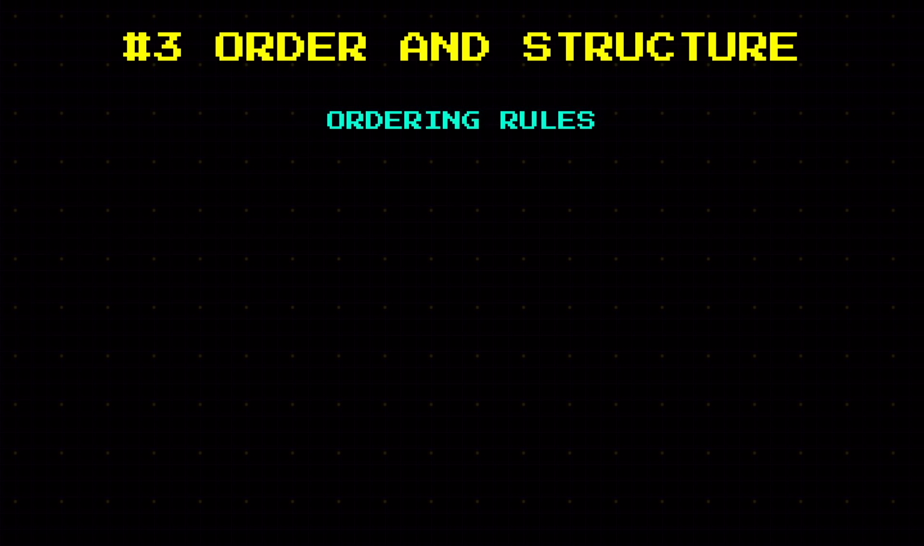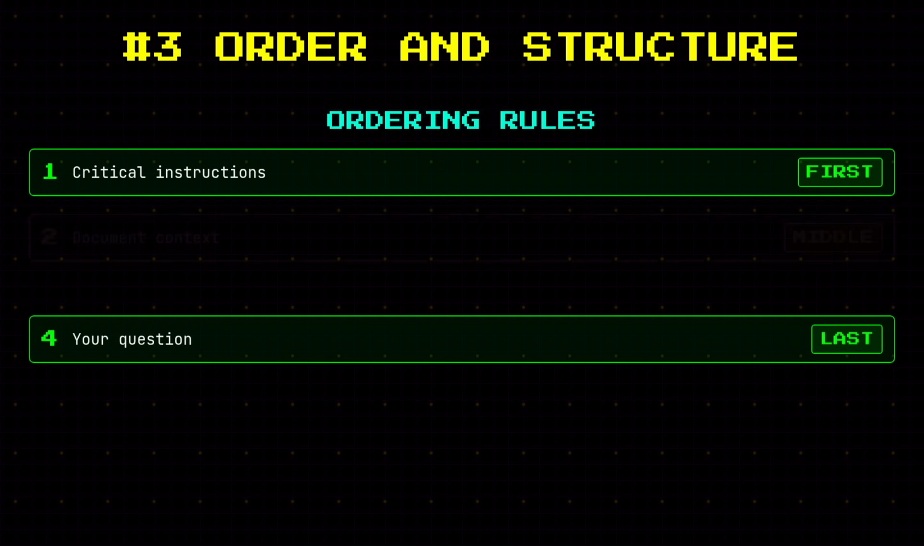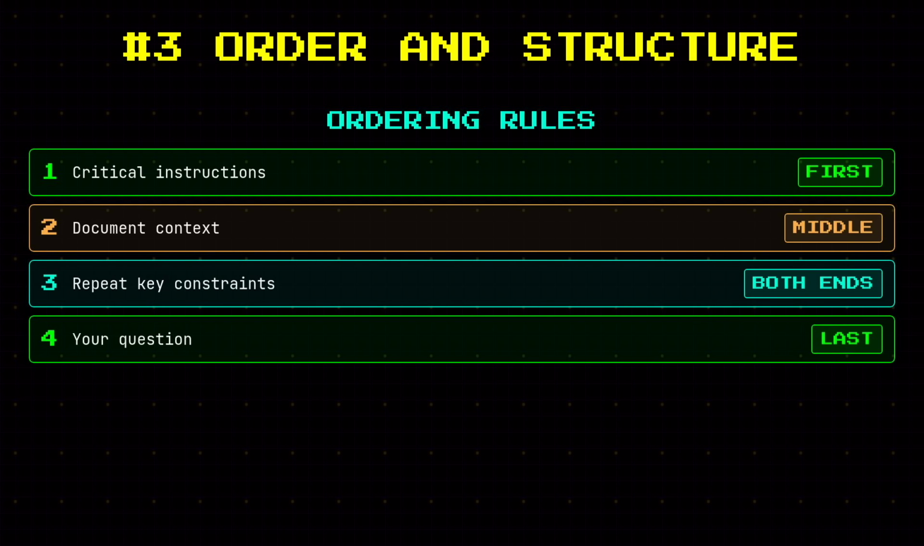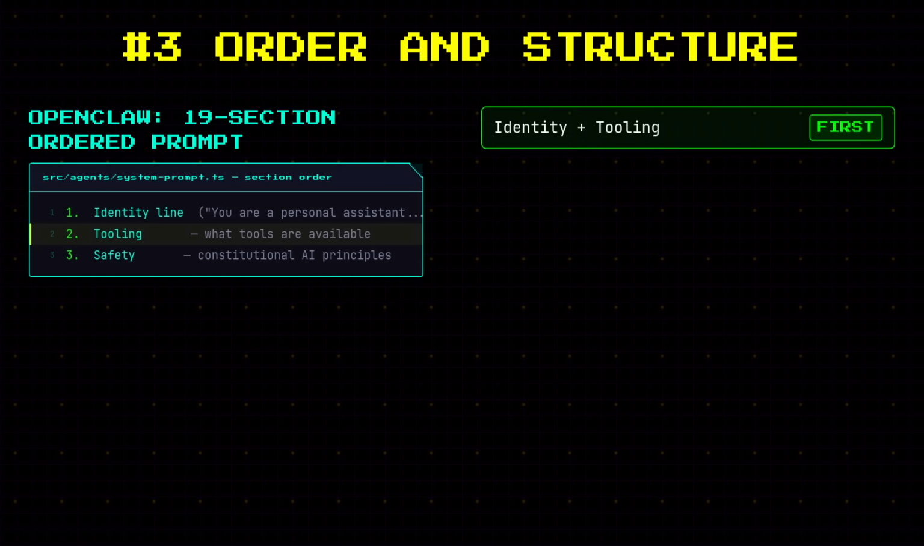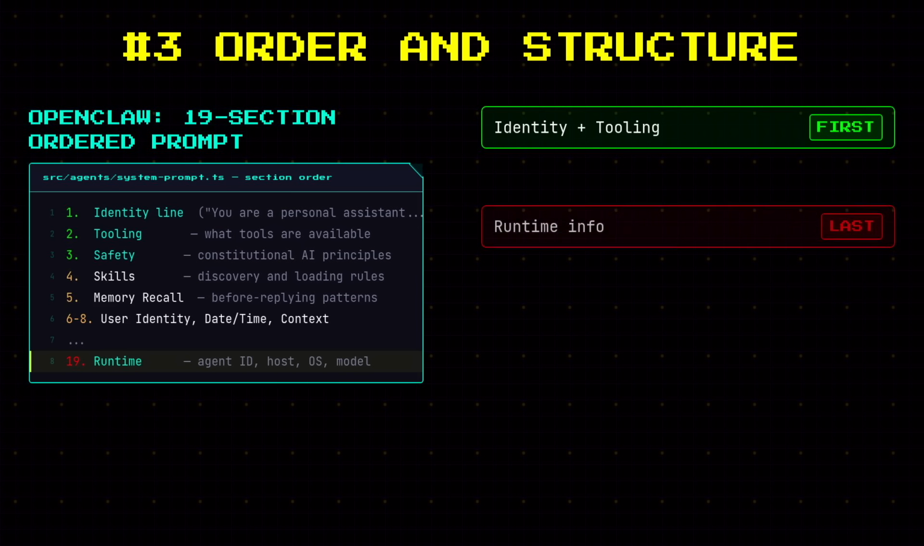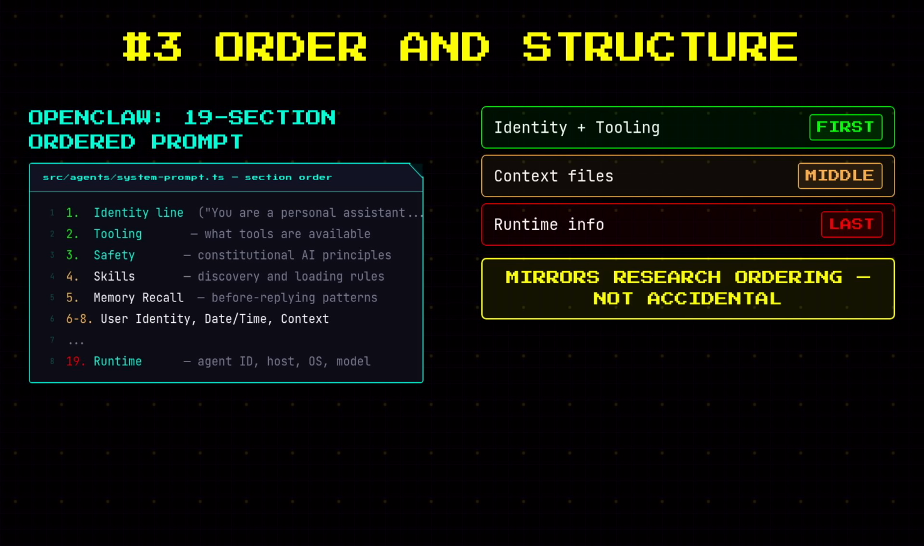The practical ordering rule: critical instructions go first. Your specific question goes last. Document context goes in the middle. Repeat critical constraints at both start and end of long prompts. OpenClaw's system prompt is a deliberately ordered sequence of 19 conditional sections assembled by build agent system prompt. Identity and tooling come first. Runtime info comes last. Context files are injected in the middle. This mirrors the optimal ordering from the research. It's not accidental. The fourth technique, chain of thought by structure.